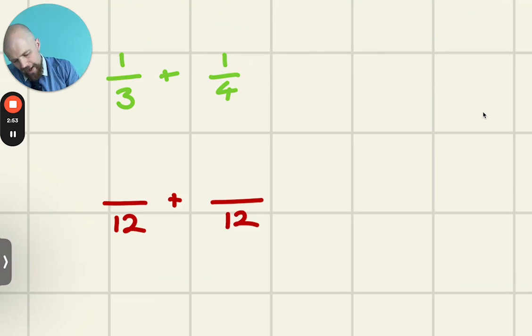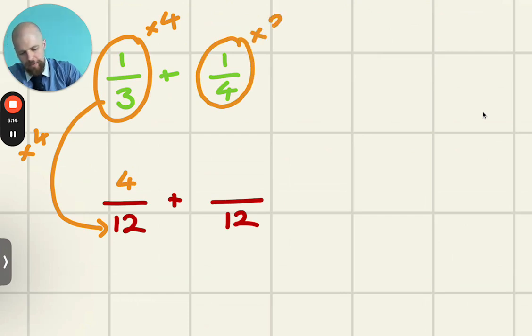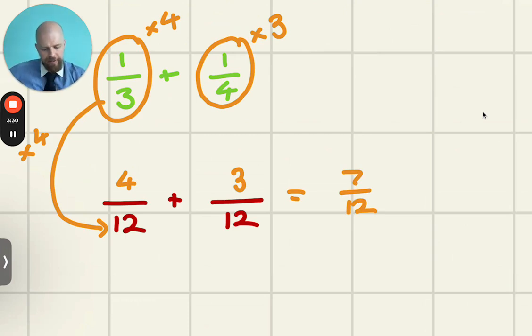And I think, well, how do I get from 3 to 12? I multiply by 4. So let's multiply this whole fraction by 4. Remember, what you do to the top, you do to the bottom. So 4 times 1 is 4. 4 times 3 is 12. We've got the denominator that we want. And exactly the same logic here, we times this one by 3. So that gives me 3/12. Finally, now that the denominators are the same, you can simply add or subtract them as needed. And I get 7/12. 4 plus 3 is 7.